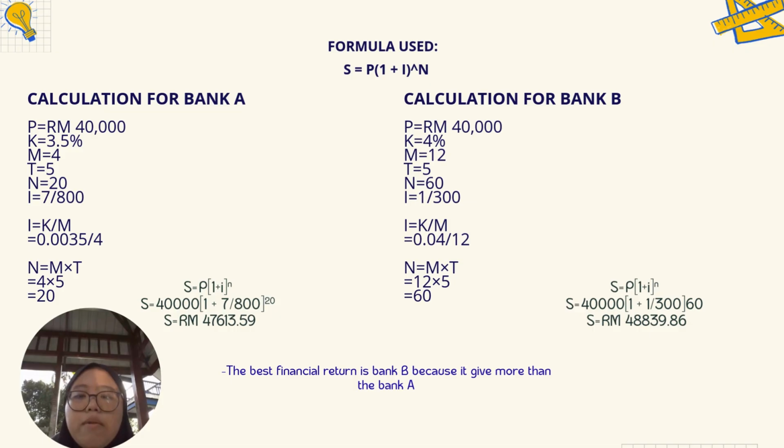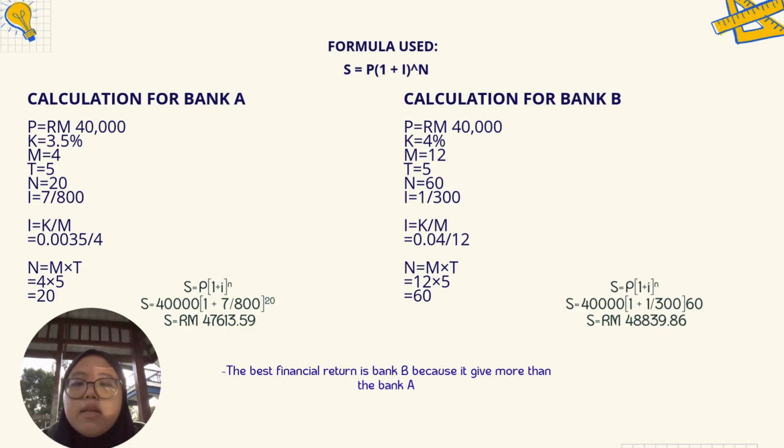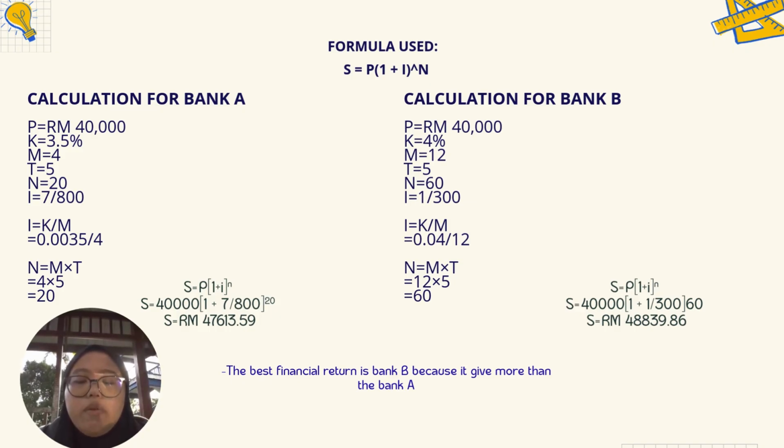P equals RM40,000, K equals 4%, M equals 12, T equals 5, N equals 60, and I equals 1 over 300. How do we get the I? Same as for bank A, I equals K over M, 0.04 divided by 12, and we will get 1 over 300. And the N, how do we get 60? M multiplied by T, which is 12 multiplied by 5, and we will get 60.